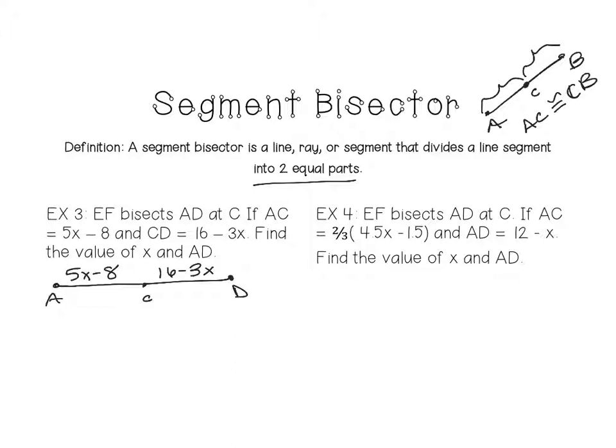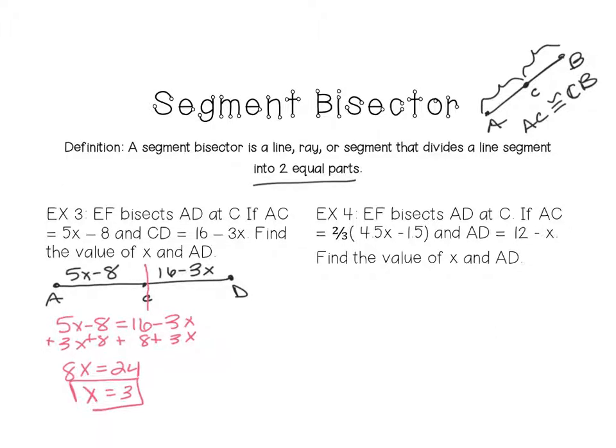So the first thing I have to do is find the value of x from these two equations. Now, because it's bisected at C, I know that 5x minus 8 has to be equal to 16 minus 3x because AC and CD have to be congruent. So I'm going to solve for x. So x equals 3.